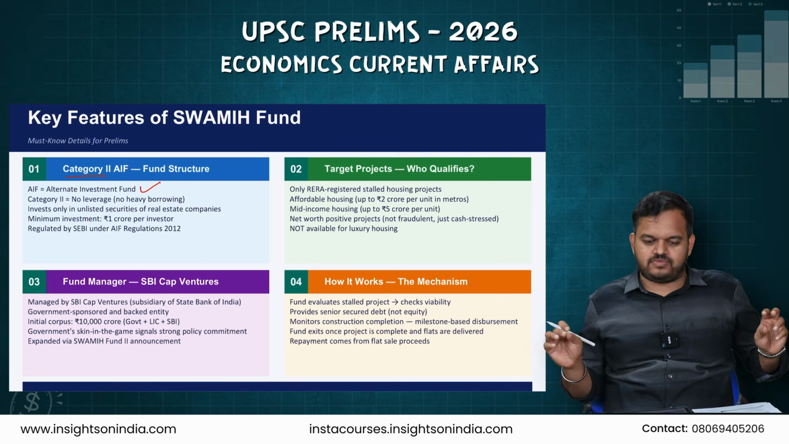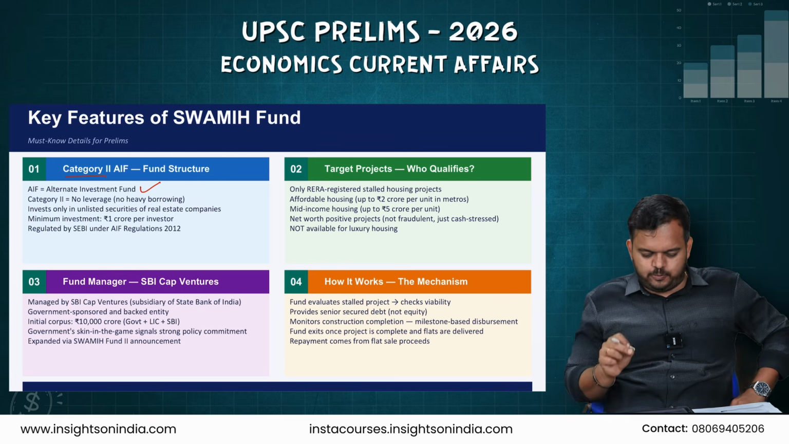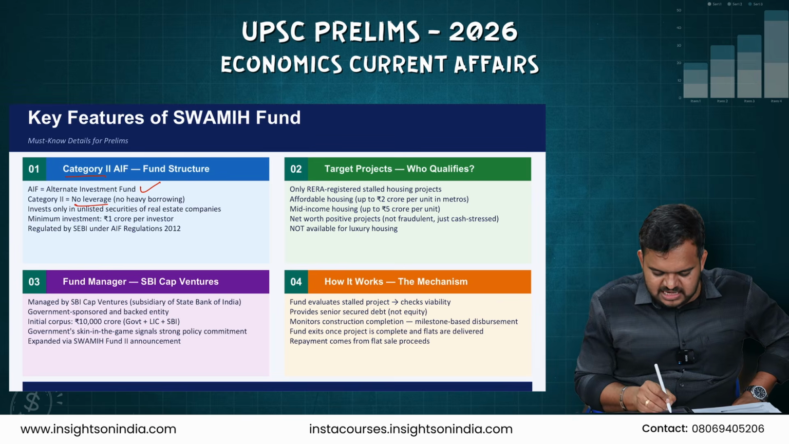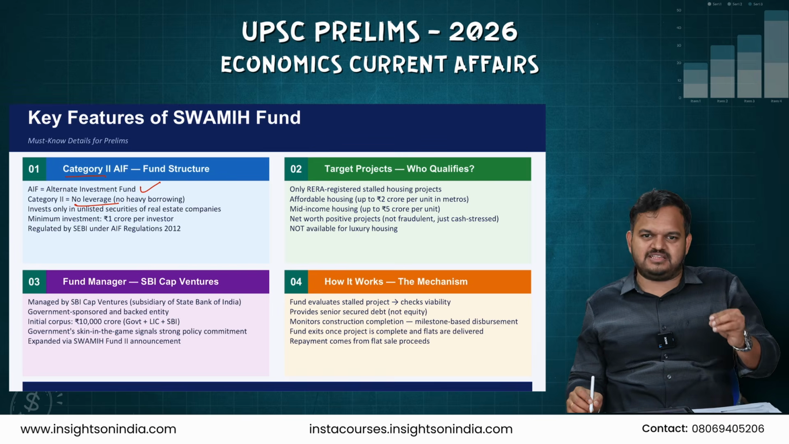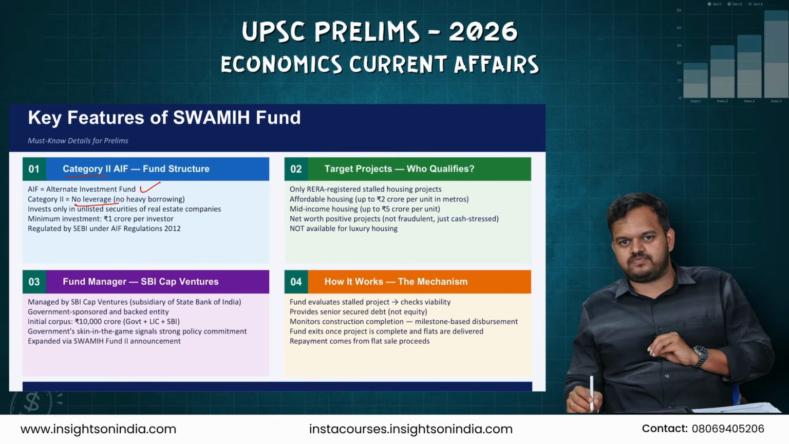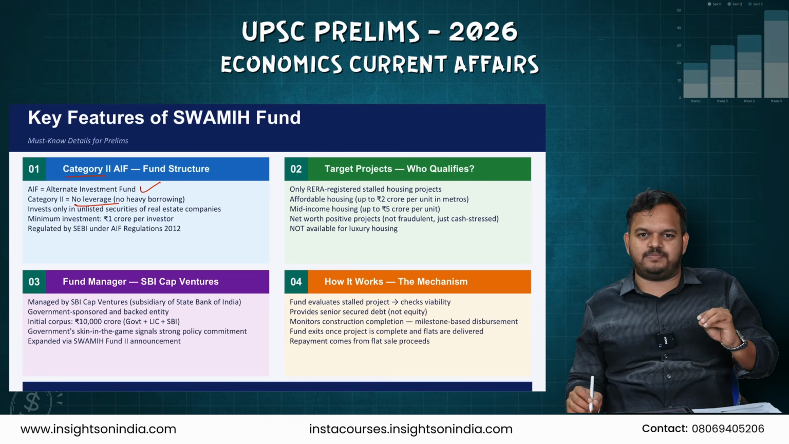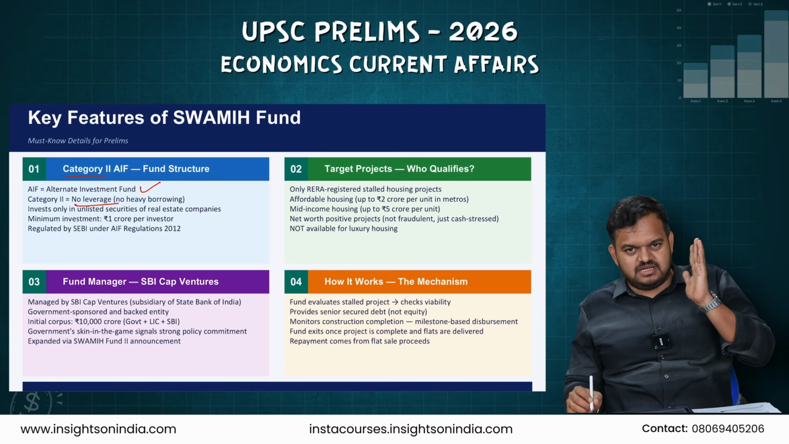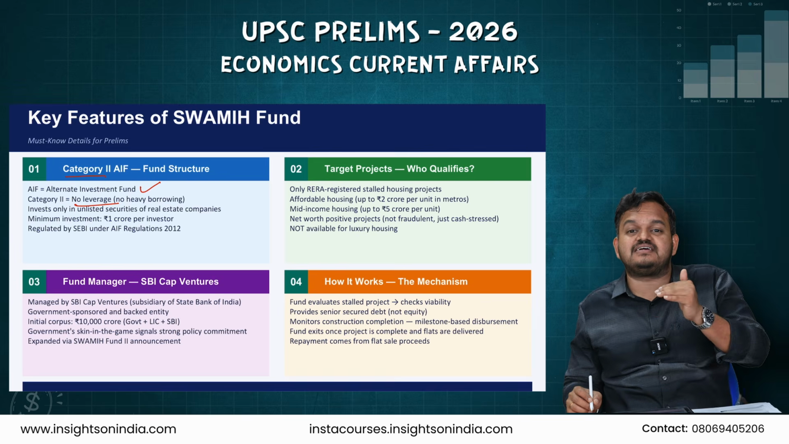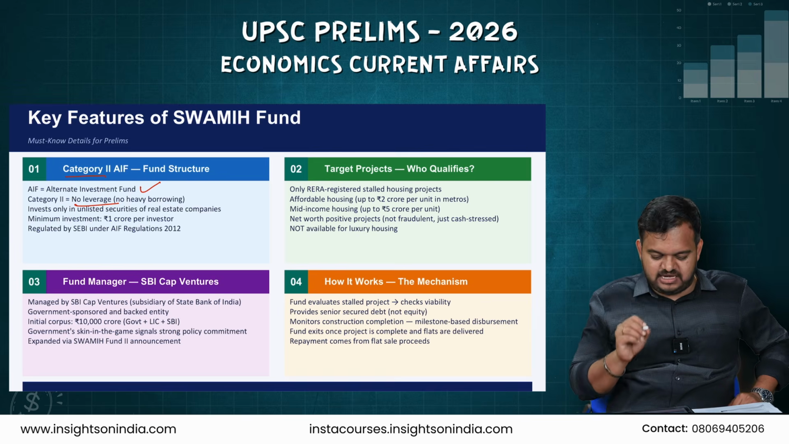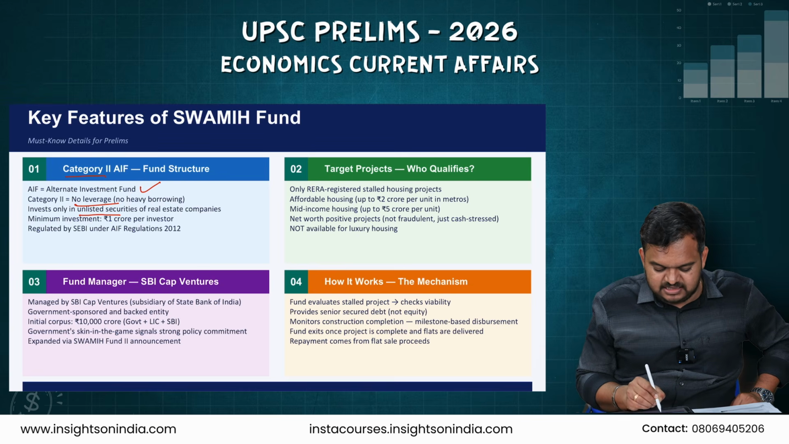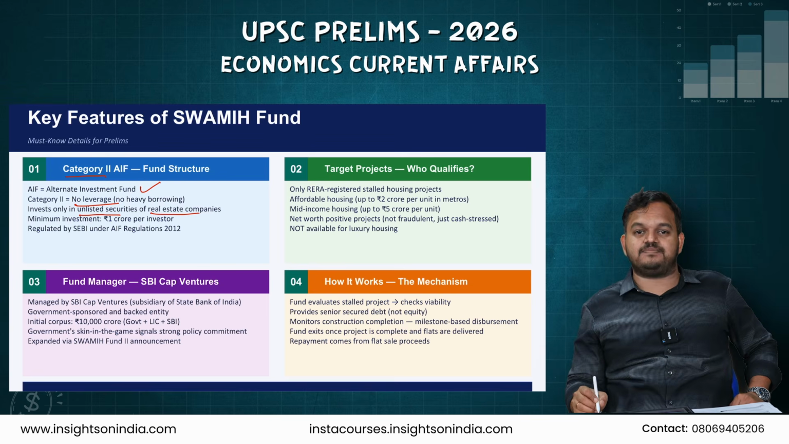Simple definition. In that, category 2 means there is no high leverage. You are not putting the money for hedging purposes. You seek some returns but not with a higher leverage. If there is no high leverage, it means there is less risk. So this category 2 AIF invests only in unlisted securities of real estate companies.